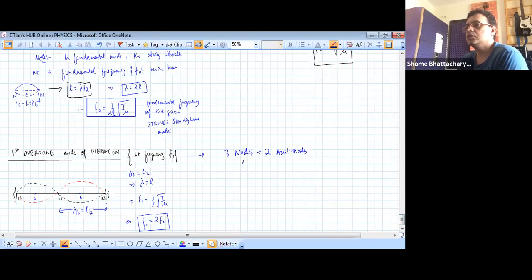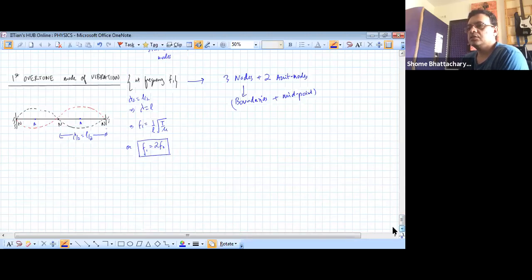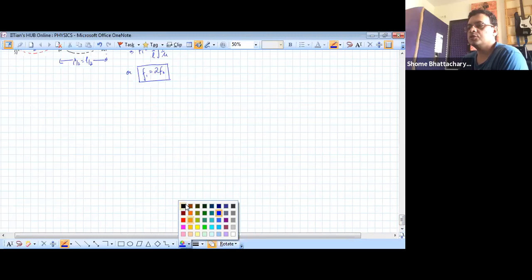So the 3 nodes are the boundaries, or the ends of the string, plus 1 midpoint. Those become the nodes. And the shape of the string looks like this. It looks like 2 loops of vibration. Alright. Now, like that, you realize that the second overtone is the next possible situation.